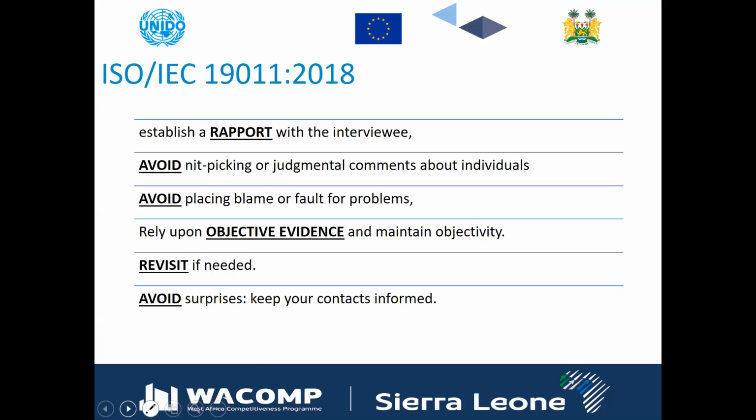And you must avoid the nitpicking. You must avoid placing the blame on the RET. Why are you not doing this? No, this is not your job.